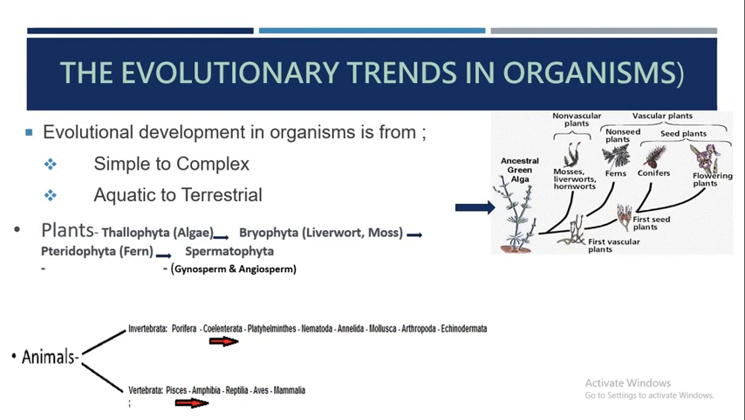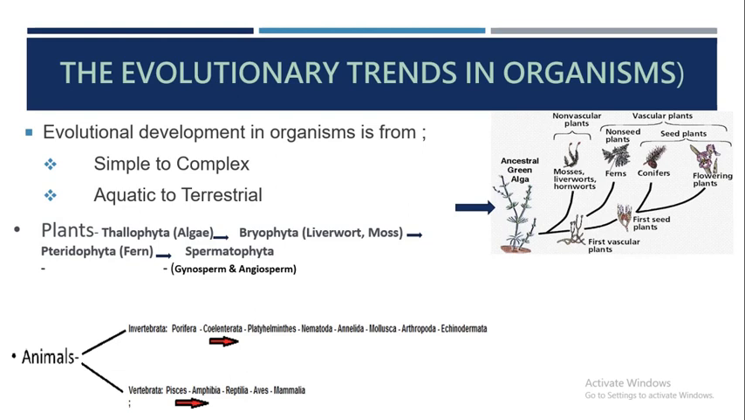This is showing that the coelenterata must have evolved from the porifera, platyhelminthes from the coelenterata, nematoda from the platyhelminthes, annelida from the nematoda, and so on. So it's showing from simple to complex. The complex here are the arthropoda, and in between the invertebrates and the vertebrates we have the echinodermata. Now we have the vertebrates. These are the common ones.